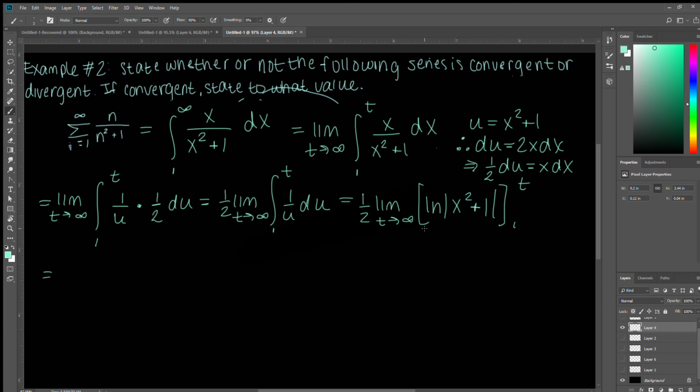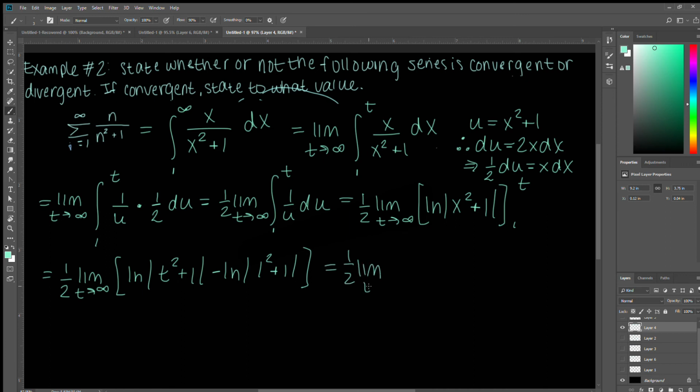And now we're going to evaluate the limit to determine whether or not this indefinite integral converges or diverges. So writing this out, we're going to get 1/2 times the limit as t approaches infinity of the natural log of t squared plus 1 minus the natural log of 1 squared plus 1. And that will give us 1/2 the limit as t goes to infinity. I know it gets kind of old, but we need to keep writing it, of the natural log of t squared plus 1 minus the natural log of 2.